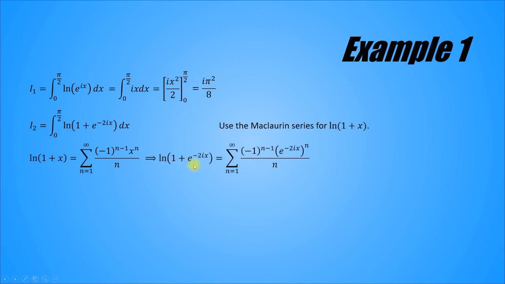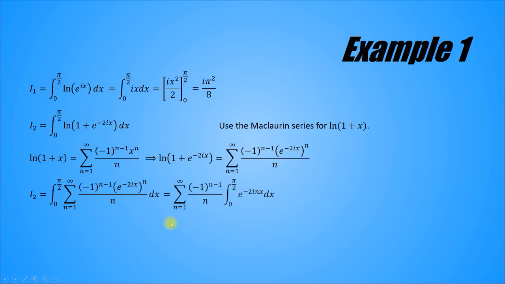So plugging in e to the negative 2ix for x in this series gives me this series representation for the integrand. The sum from 1 to infinity of negative 1 to the n minus 1 of e to the negative 2ix to the nth power over n. So here I've substituted the series representation of the integrand into I2. And I want to focus on the integration, so I'll tidy this up a bit.